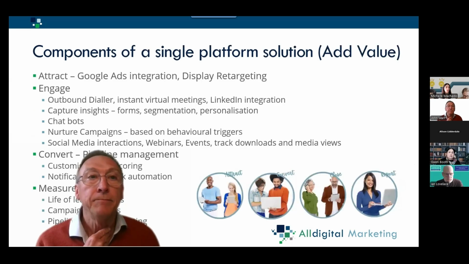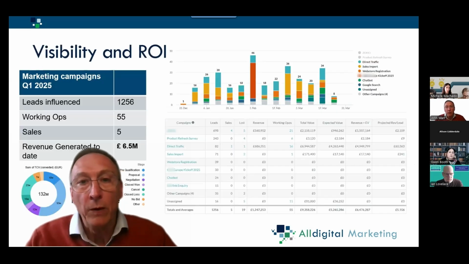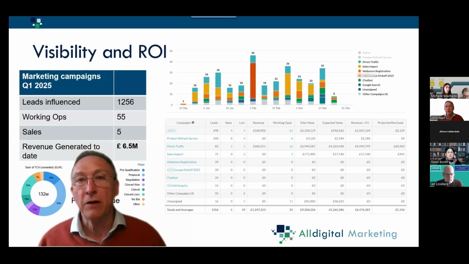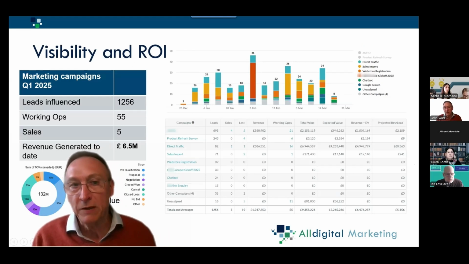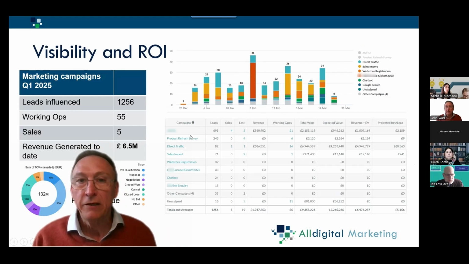So if we look at how it works, so in terms of visibility and ROI, this is giving an example from a real customer here. I've obviously hidden some of the data. You can actually see which leads are coming in each week. You can see where the leads are coming from, which particular campaign or mechanism brought them into the business. You can see where those different campaigns are, how many leads came in for each, how many sales have resulted, how many you've lost, how many are working opportunities, what the value are of each of your sales, and you can actually see the return or the sales that you get.